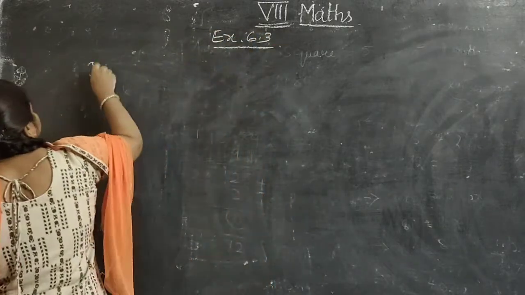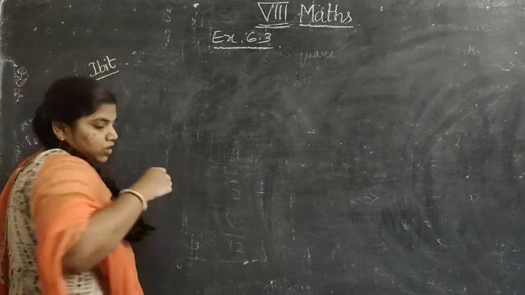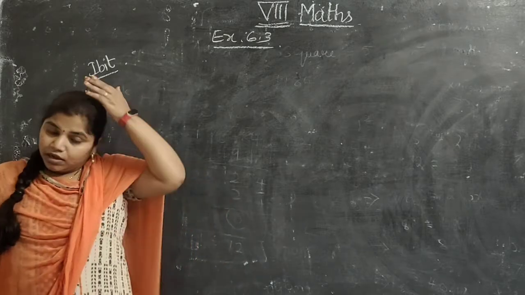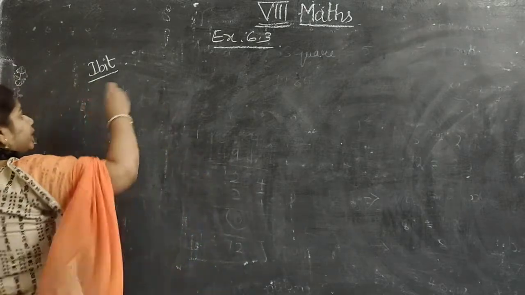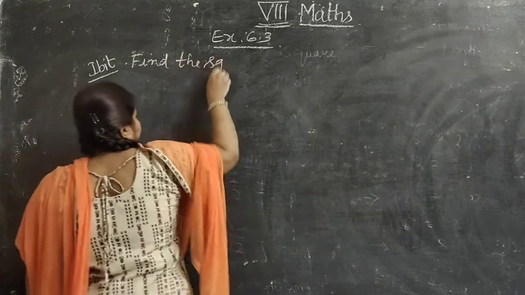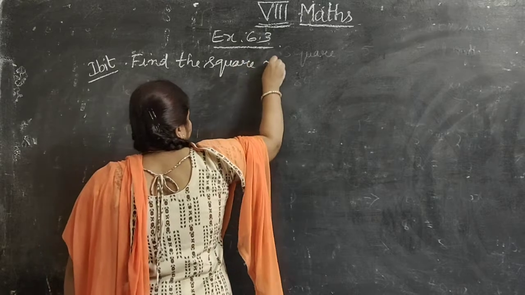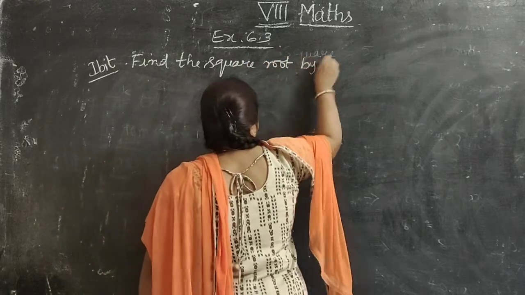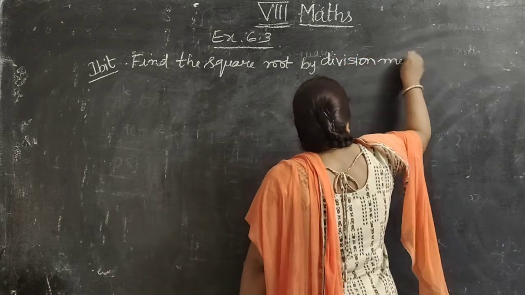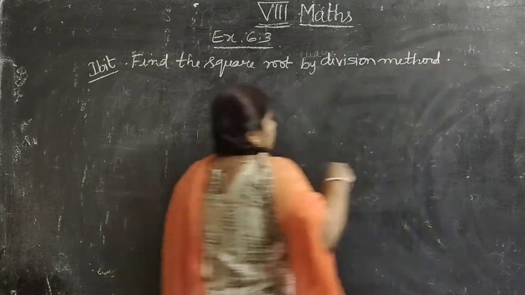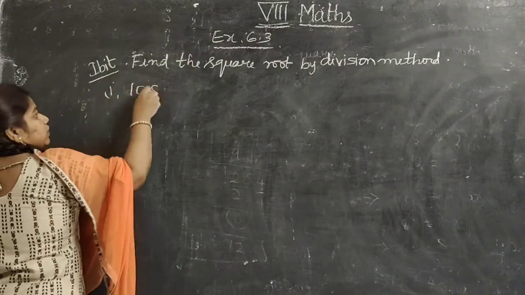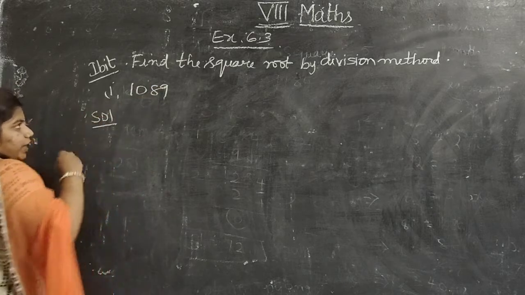So what is the first question here? Find the square roots of the following numbers by division method. By using the division method, we have to find the square roots. So the first one in that is 1089. For this value we have to find the square root.